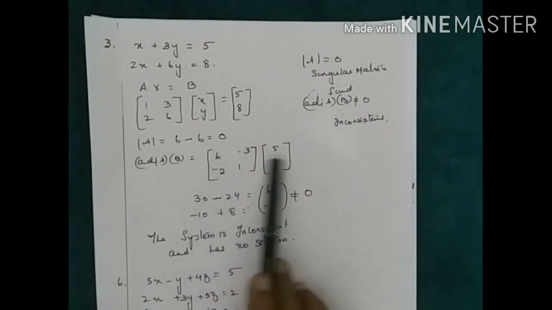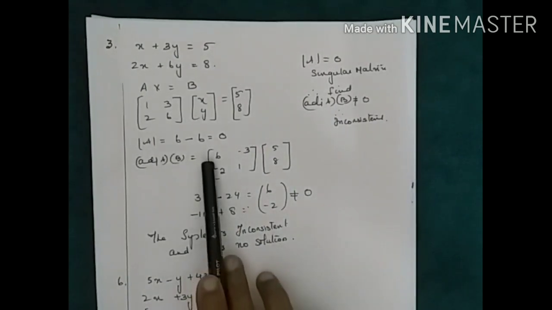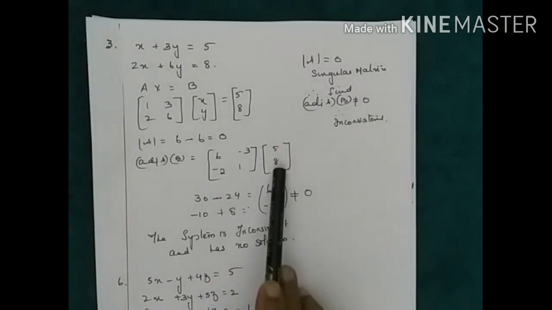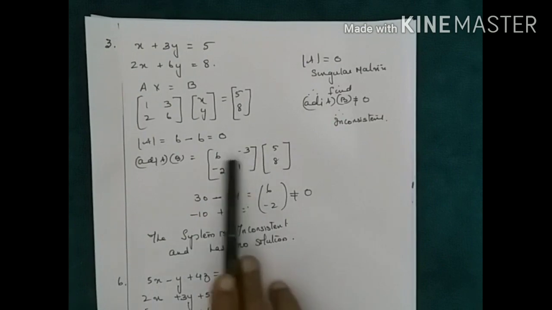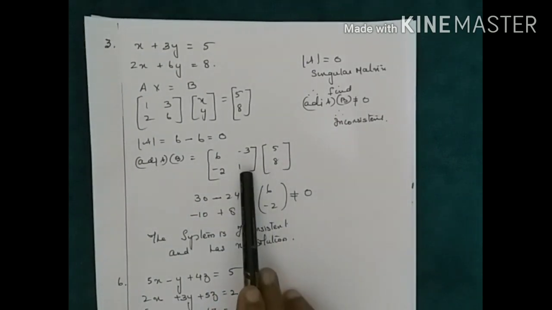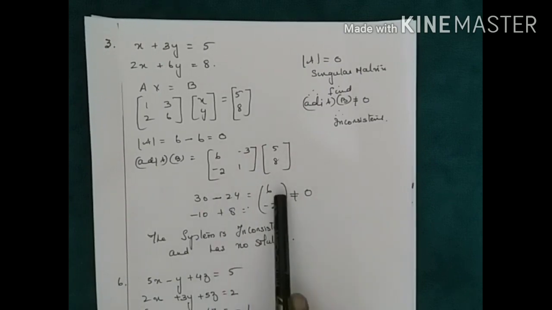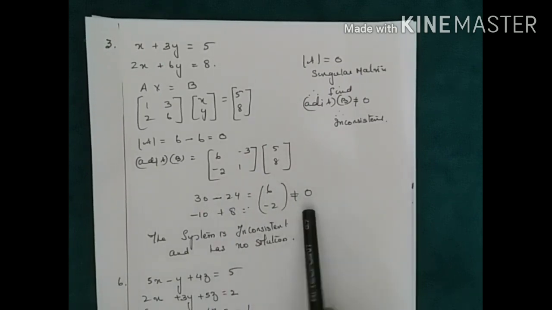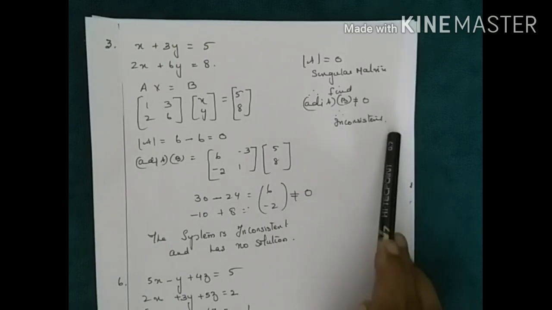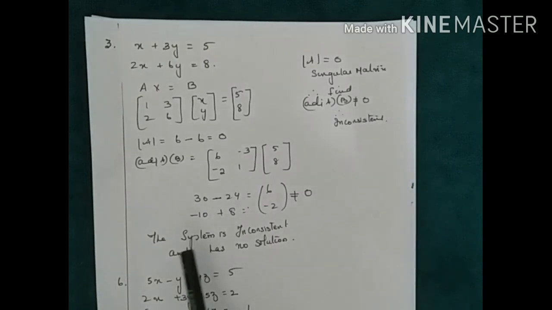Now multiply. Matrix multiplication, row and column. 6 into 5, 30, minus 24. Similarly, second row, first column. Minus 2 into 5, minus 10, plus 8. So you get 6 and minus 2, not equal to 0. If it is not equal to 0, then inconsistent. So the system is inconsistent and has no solution.